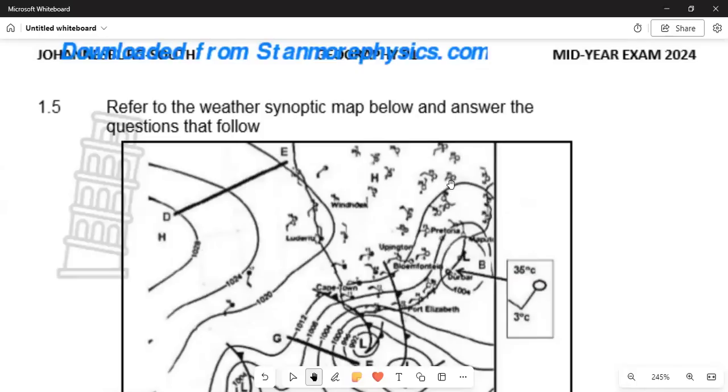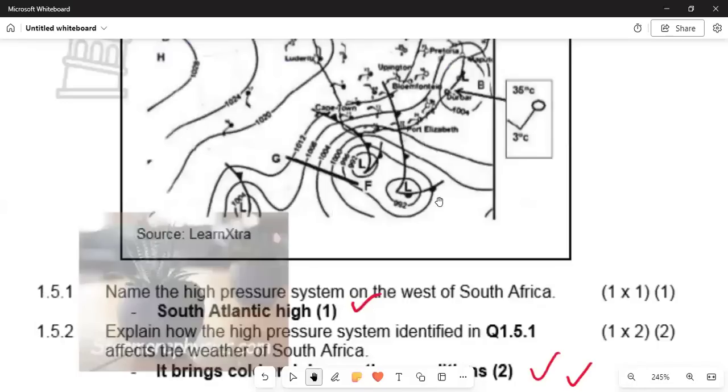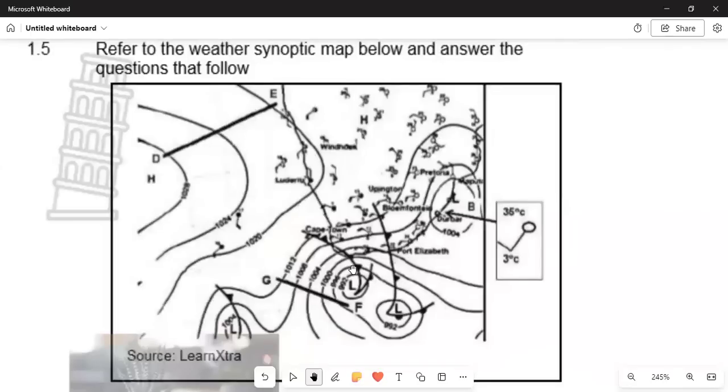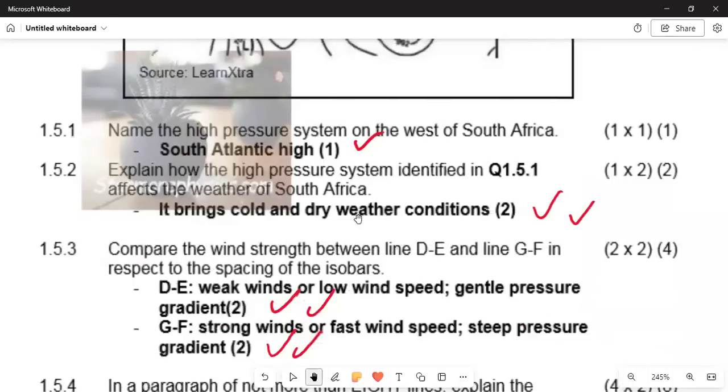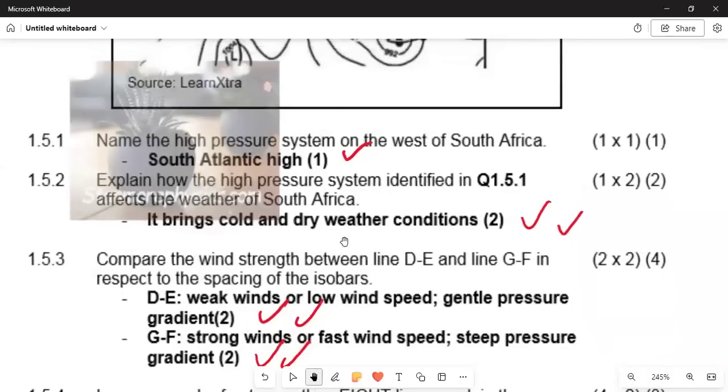And then moving on again, we have this chart whereby they are saying refer to the synoptic weather map below and answer the questions that follow. All right. So in 1.5.1, we are asked to name the pressure system on the west of South Africa. That is the South Atlantic High. It is now over Southern Africa, and that is a high pressure. Explain how the high pressure system identified in question 1.5.1 affects the weather of South Africa. It brings cold and dry weather conditions because it is a high pressure. High pressure is associated with dry conditions.